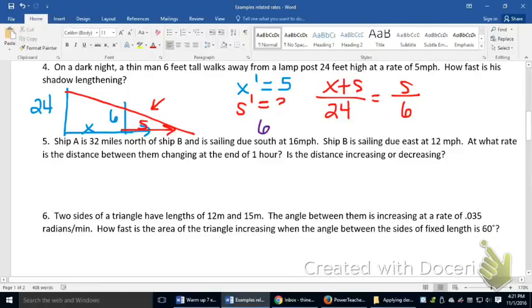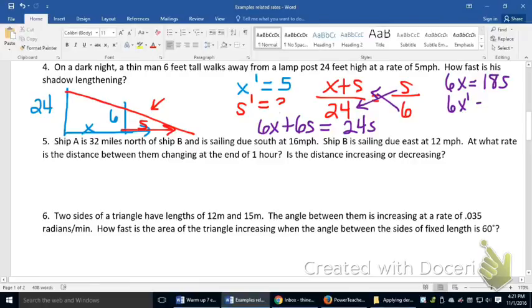You're going to get 6x plus 6S equals 24S. I multiplied 6 by that and 24 by that. Still simplify a little bit more. Move that 6S to the other side, so 6x equals 18s. Find the derivative. We have 6x prime equals 18s prime. Plug in what you know. And then look for s prime. So s prime is going to be 30 over 18, or 1.667.